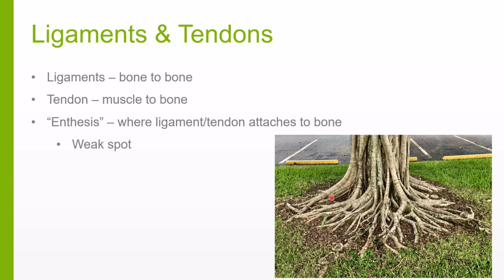And I think about the ligaments and tendons doing basically the same thing at the surface of the bone and then going into the bone. And the enthesis ultimately is the weakest spot of the ligament or tendon.